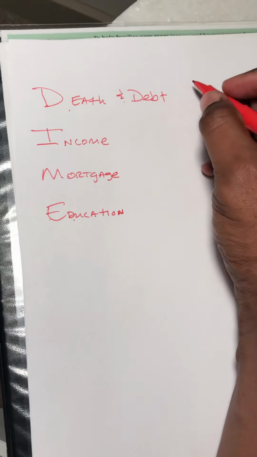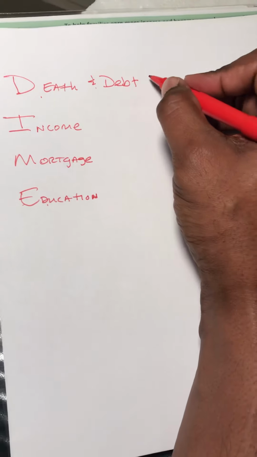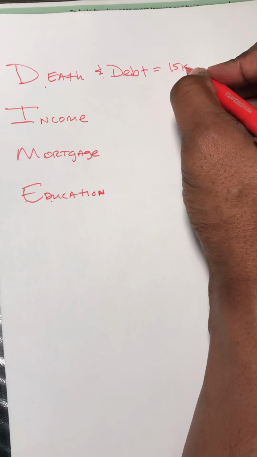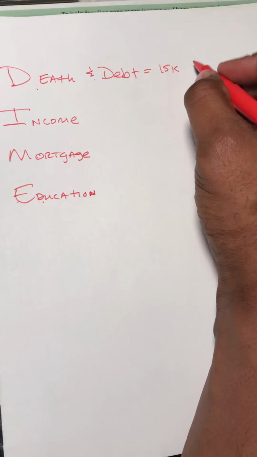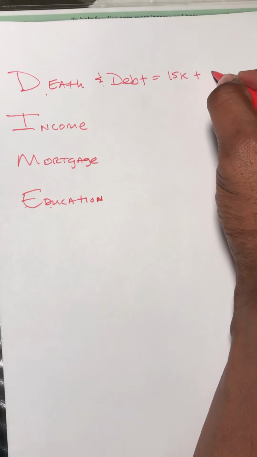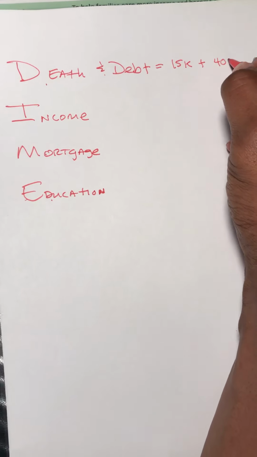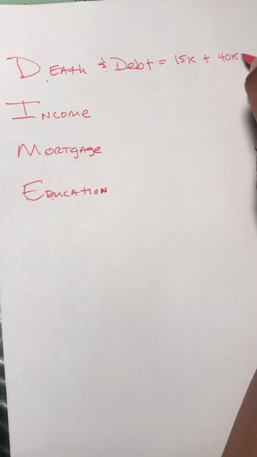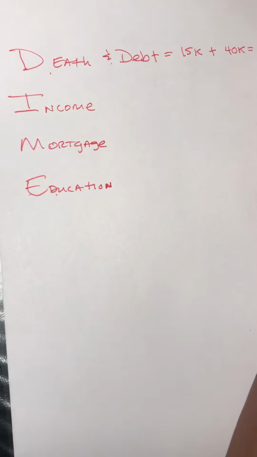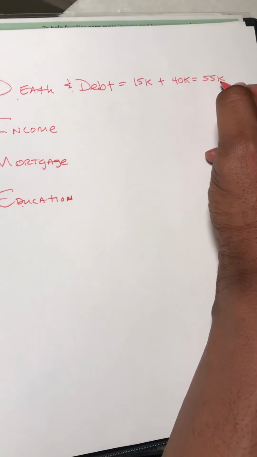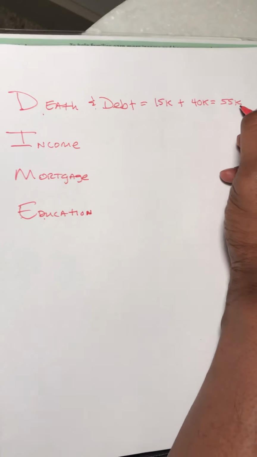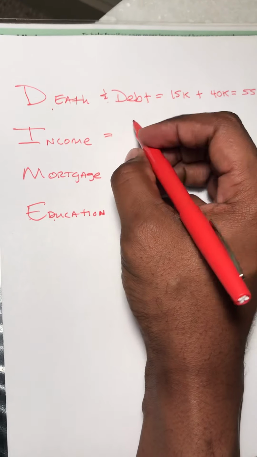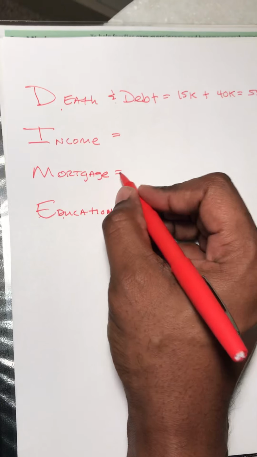Okay, so what does that look like? So when you've done the F&A, you'll know how much debt they have. It costs about $15,000 to put someone in the ground. Then you'd add up, let's say they had $40,000 worth of debt. Okay, so the death and the debt portion equals $55,000 that they would put under the death and the debt. Okay, so the income you'll do last.